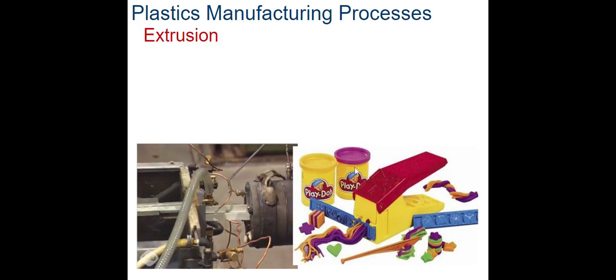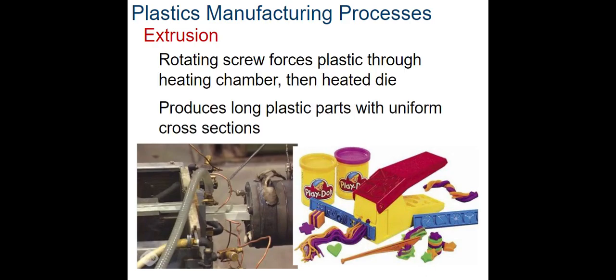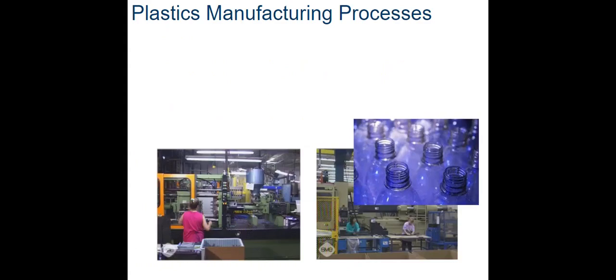Plastics can be manufactured using extrusion. Extrusion is very similar to this potato extruder that you can kind of see here. You may have used one of these when you were a kid. Basically, you have a screw, or in this case the handle that presses on the chamber that squeezes the material out. Okay. It can produce long plastic parts that have a uniform cross section.